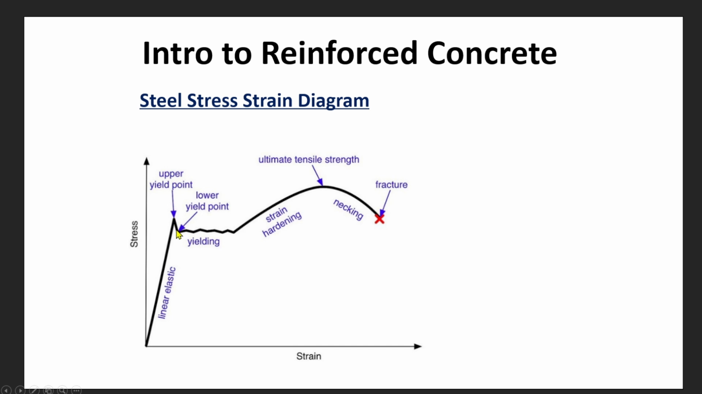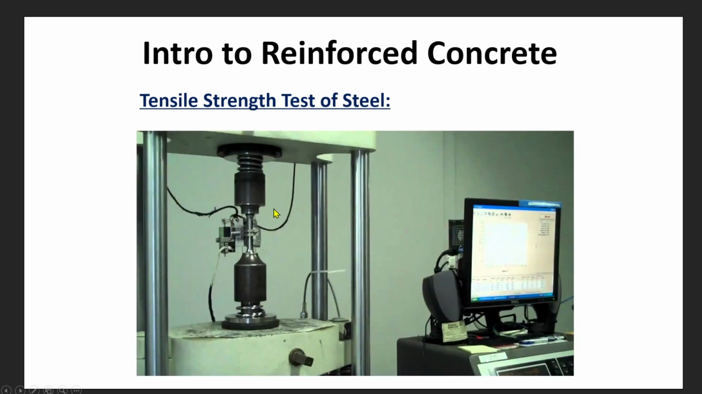We have an upper point and a lower point, and then we will have the yielding, large deformation, and the strains in the rebar will become large. And then we will have strain hardening up to the ultimate tensile capacity, right there. And then we will have necking of the rebar until the failure or the fracture occurs at this point. So this is the tensile strength test of steel.